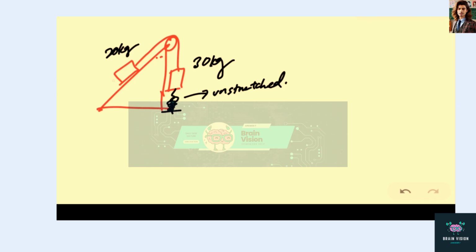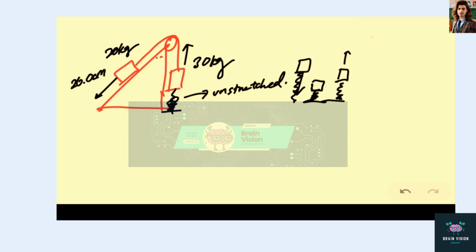What happens now is that we pull this 20 kilogram mass by a distance of 20 cm. So this spring now becomes stretched upwards, and then we release it. When we release it, the block will go back down, it will compress the spring, and then it will go back up again to the uncompressed and unstretched state before being stretched again.